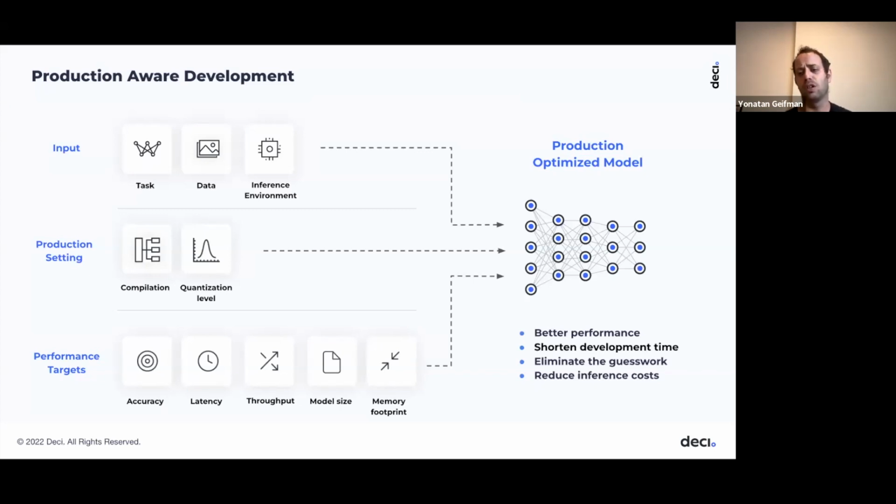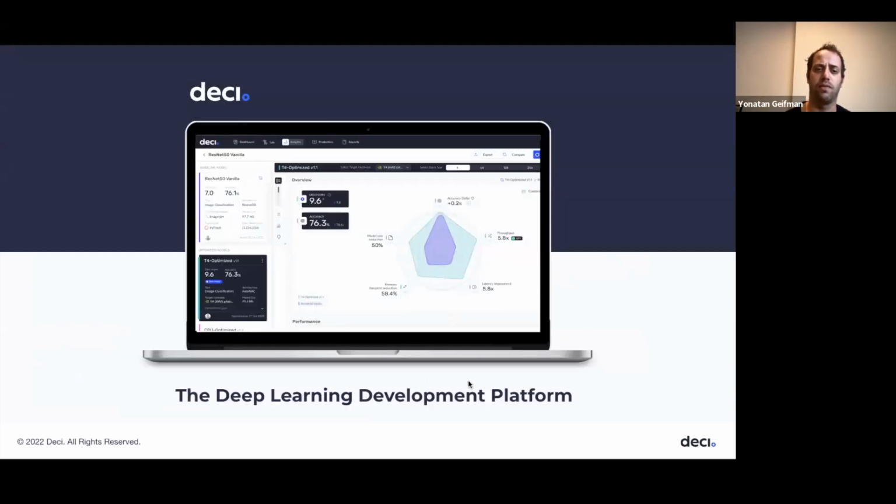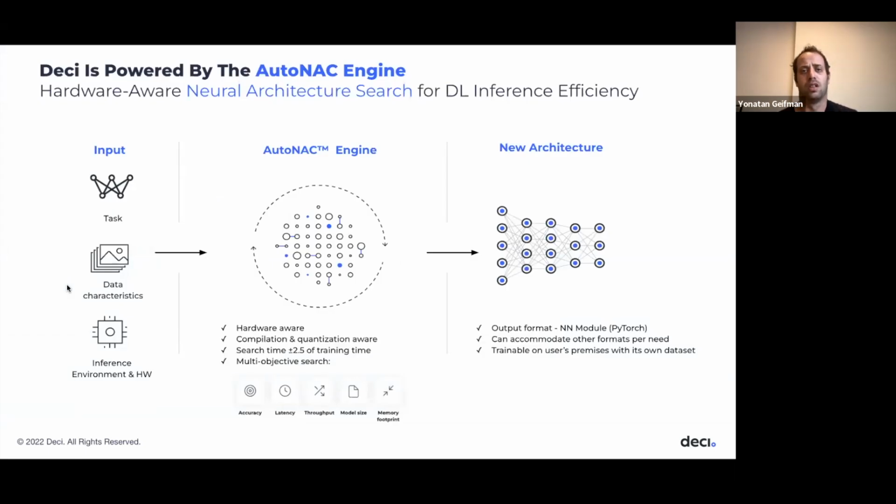So the idea of taking all of those into consideration in the model design is nice, but designing models manually is very, very complex. So it requires us to adopt some tools and algorithms in order to do that better and faster. And the idea is to develop with NAS, neural architecture search, which I will cover, and how NAS is integrated into the DESI deep learning development platform. We call it the AutoNAC engine. It's a hardware-aware neural architecture search engine for deep learning inference efficiency.